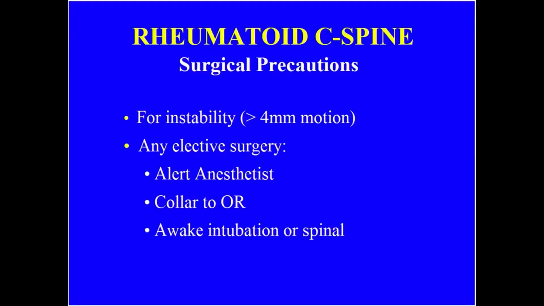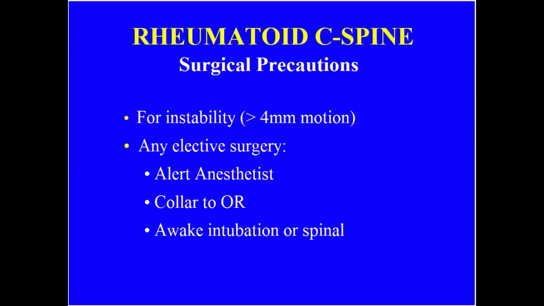Now, what do you do if you have a patient who you're doing an operation on, and you really like hips, shoulders, knees, anything but necks, the back, feet? Well, you need to take precautions if the patient has instability at C1, C2, and that's any patient with greater than 4 millimeters of motion, whether they have rheumatoid arthritis or anything else. The upper limit is 3.5 millimeters. So if they're 4 millimeters or more, they're unstable, and they need precautions. And the precautions include you need to alert the anesthesia team, this patient has an unstable neck.